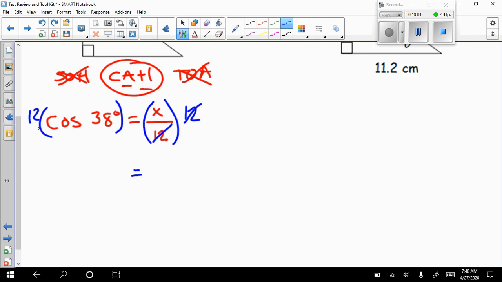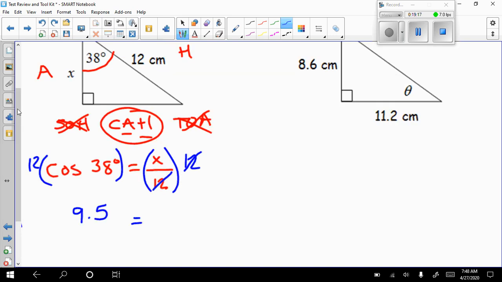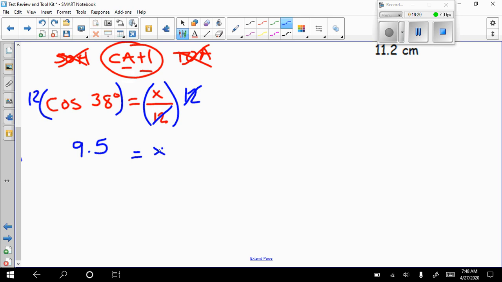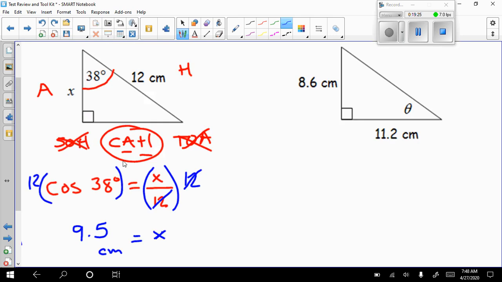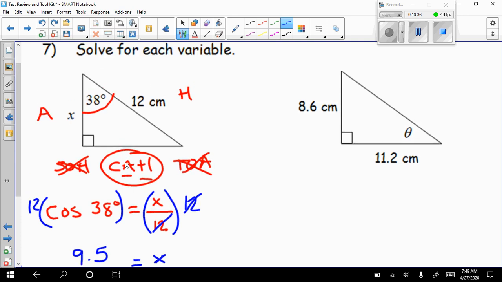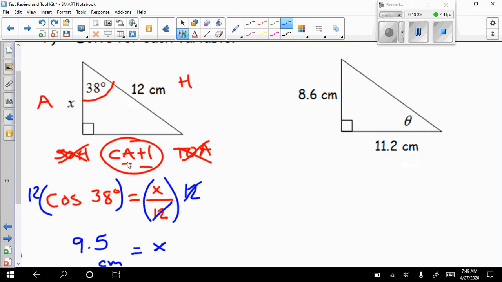I'll go to my calculator, and I'll type 12 times cos 38 equals, and I get an answer of 9.456. I'm going to round it to 9.5. And to give me a unit there, centimeters, 9.5. So x is equal to 9.5 centimeters. And let's have a look. Does that make sense? Sure it does. In terms of my triangle, remember, triangles aren't always drawn to scale, but at least I know that it's less than the hypotenuse. It makes sense.